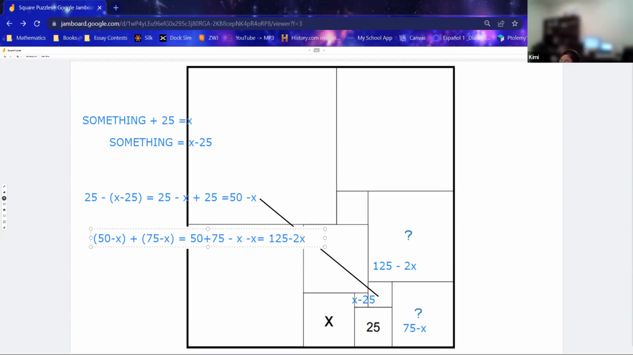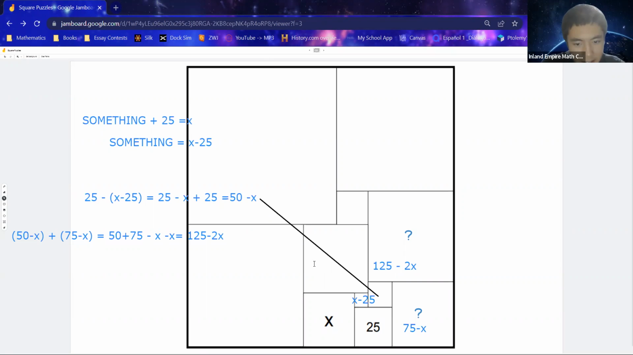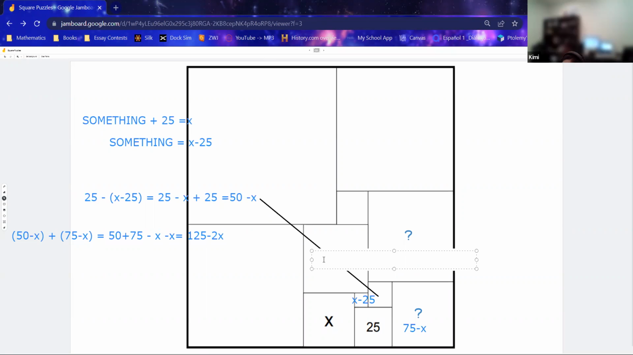Oh, we can find one more thing, I think. This one right here, we can find that thing by x plus x minus 25. That is exactly correct. Do you want to do the calculation? That means 2x minus 25. That is correct.